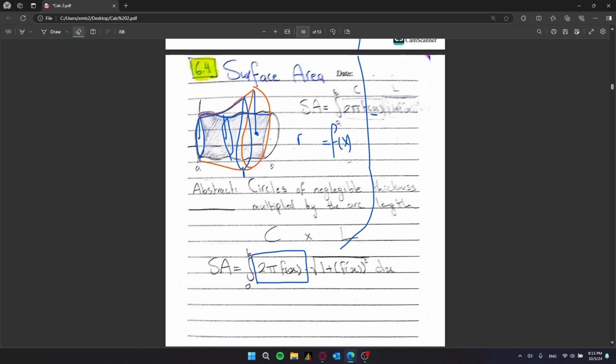So 2 pi r, the formula for the circumference of a circle, we can also say as 2 pi f of x. And once you multiply that by the length, as the integration of the circumference multiplied by the length, you get your surface area.